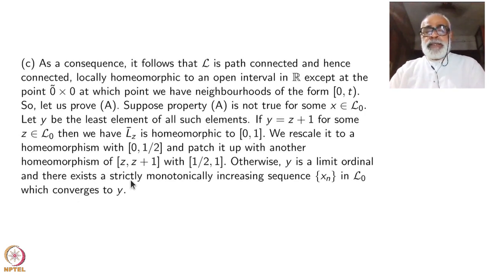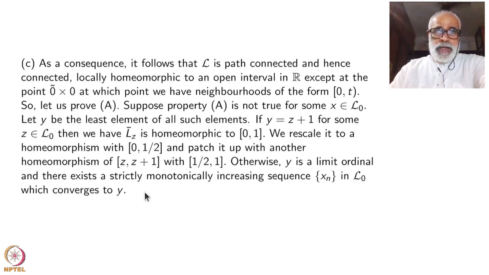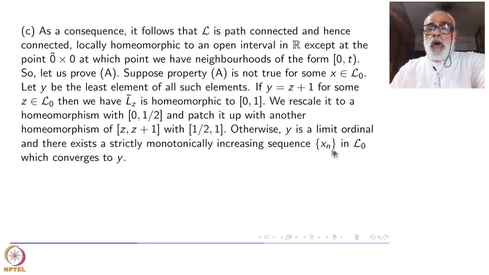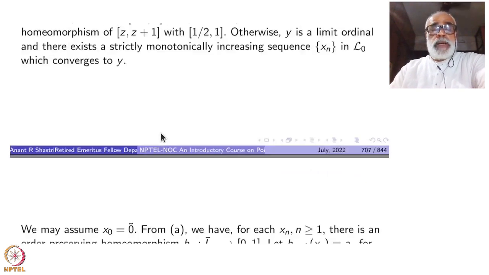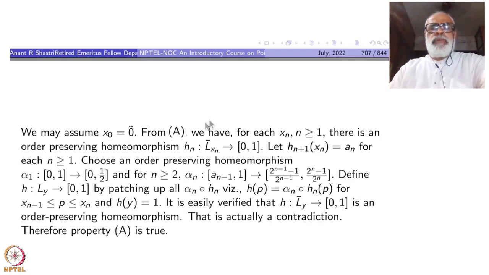Suppose y is a limit ordinal. What does it mean? We have seen that there exists a strictly monotonically increasing sequence x_n in L0 which converges to y. Now the question is how to handle the limit, since for all these x_n the hypothesis A will be true. We may assume, by adding some more points, that x_0 is 0. From A, for each x_n, n greater than or equal to 1, there is an order preserving homeomorphism h_n from the closure of L_{x_n} to [0, 1]. This is possible because all these x_n are smaller than y.